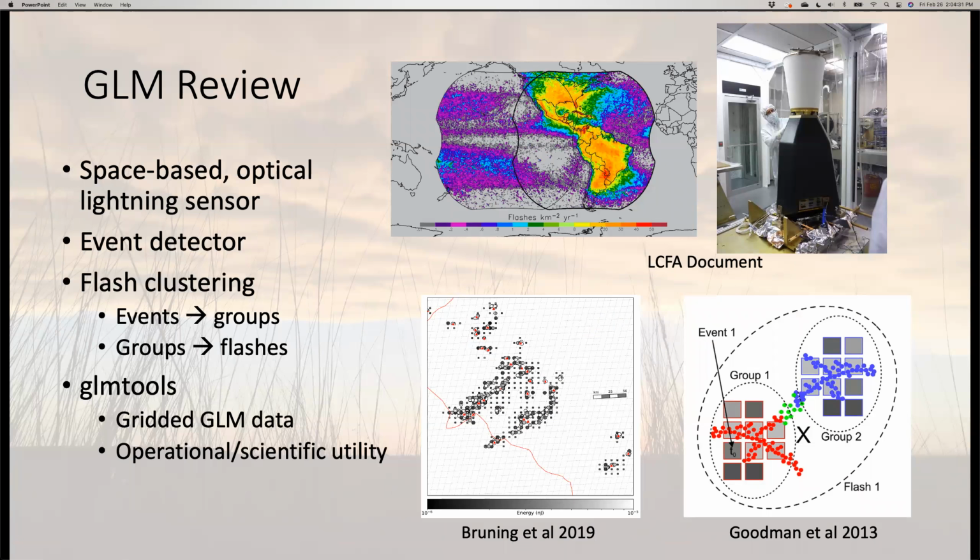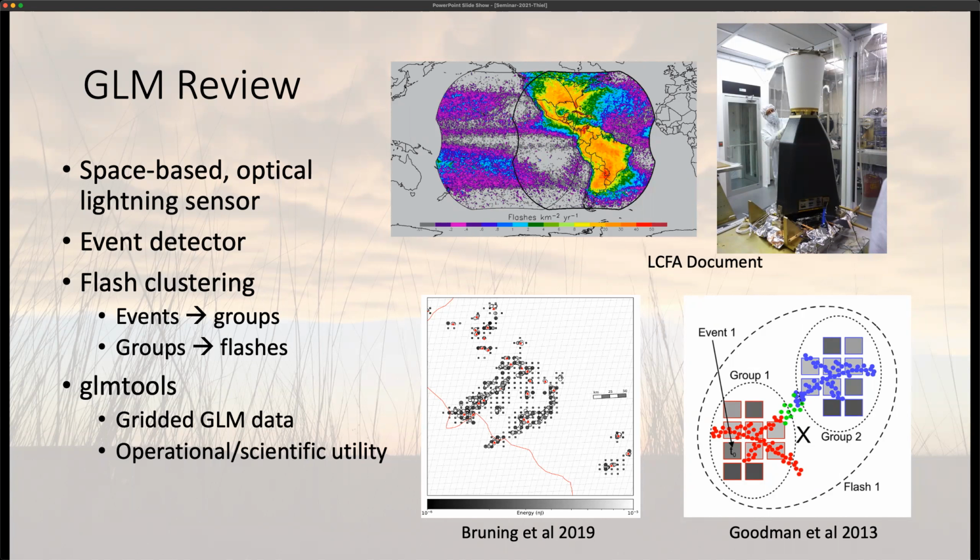So a quick review of the Geostationary Lightning Mapper for those who maybe don't know. The GLM is a space-based optical lightning sensor that is on board both the GOES 16 and GOES 17 satellites, which covers a vast majority of the mid-latitude and tropical Western Hemisphere. You can see the instrument pictured there on the far right. It is essentially a large, high-speed camera.